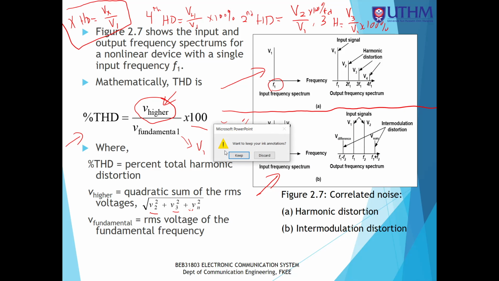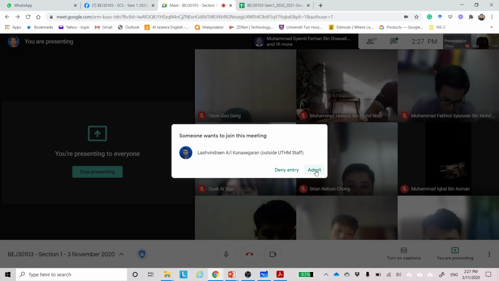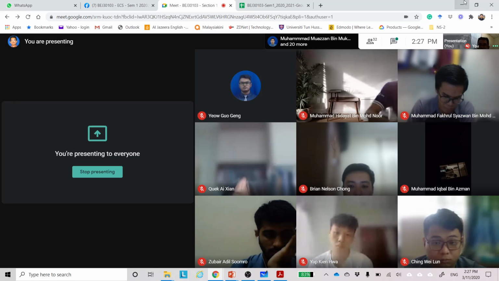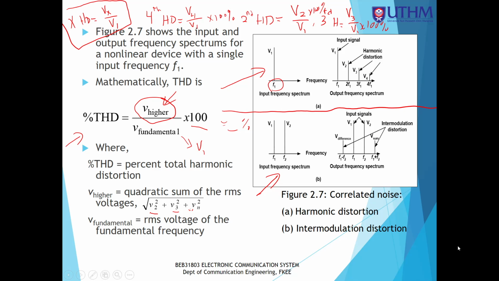So sekejap. Okay, saya sambung. So if we go back to the picture, initially we have two inputs at least. Ini ditunjukkan gambar B which is the intermodulation distortions. So these two inputs go into the system, and then there's going to be a non-linear amplification process, modulation process in the system. What happened is that it's going to produce unwanted sum and difference frequencies, which is also what we call the harmonics.